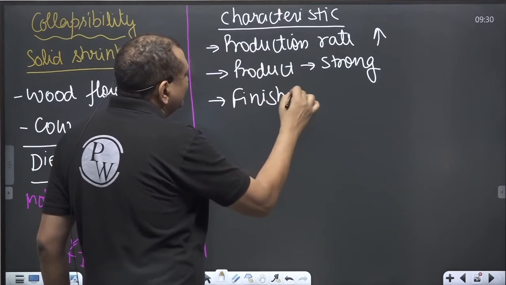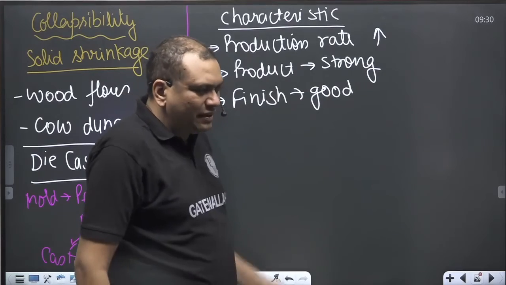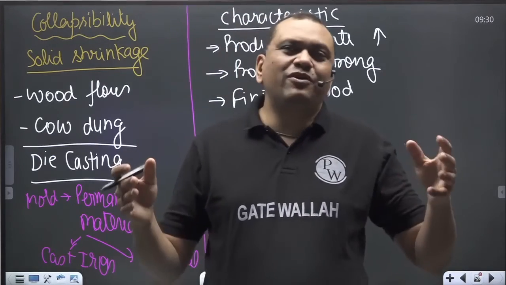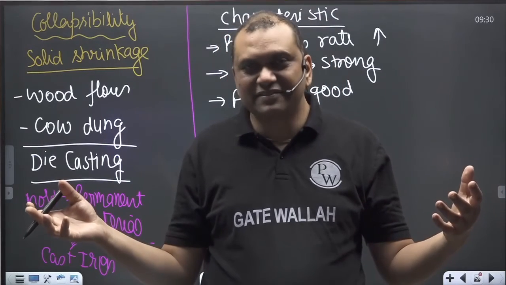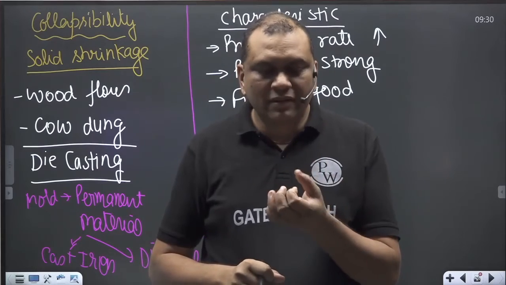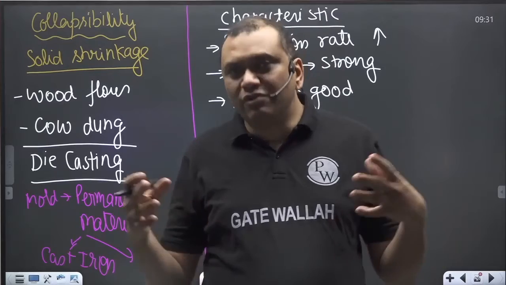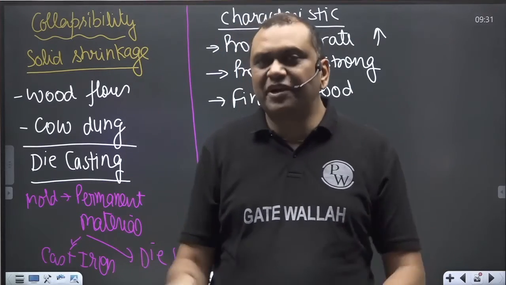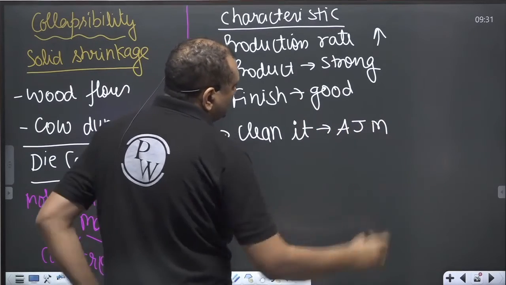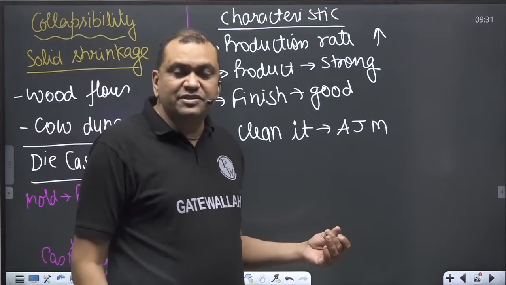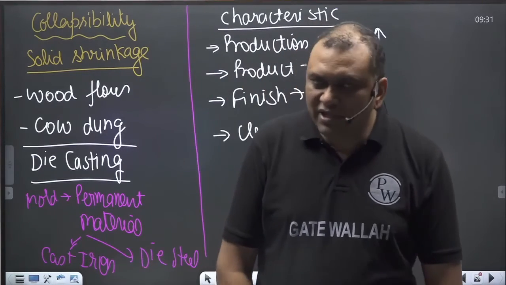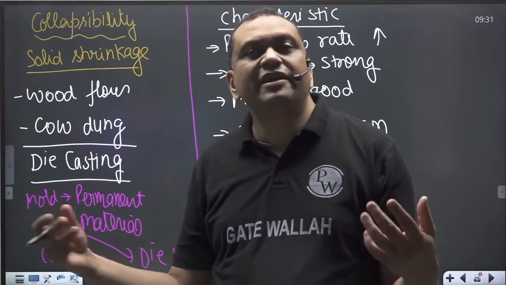Generally, finish would be good. But when you are using the same mold repeatedly, again and again, a portion of material will stick to the die surface. And if that happens, the surface finish will be spoiled. So exactly what we do, after producing a few hundred casts, we clean it by using abrasive jet machining. We have to clean the mold, otherwise it will deteriorate the surface finish. So here you can see that in die casting, there are some hidden costs.